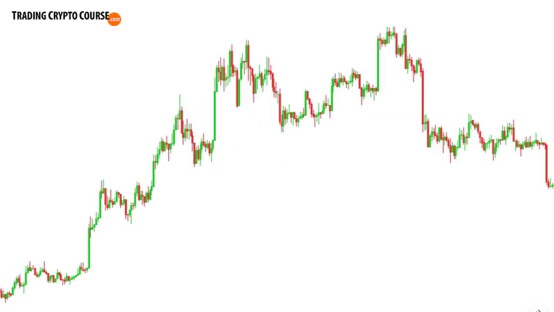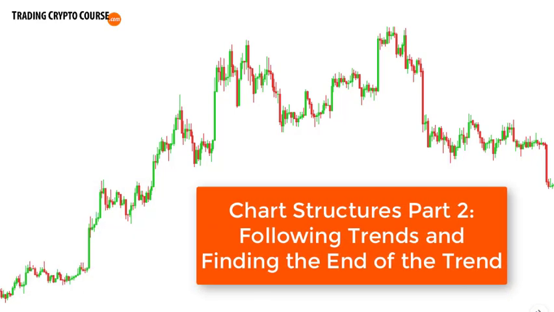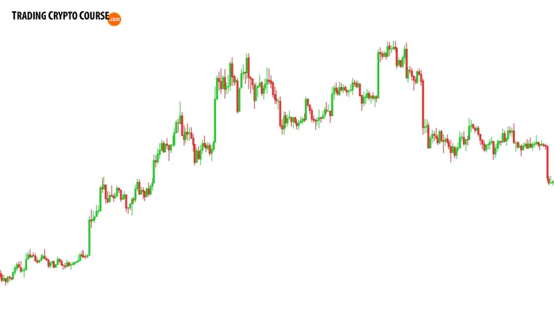So in the previous lecture we were talking about finding early trends using only support and resistance levels. That was part 1 of the chart structures series. This video will be about following trends and finding the end of the trend. So this is part 2 of the chart structure reading series. As a matter of fact, we are going to continue where the previous chart structure lesson ended.